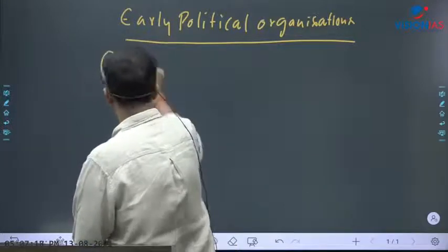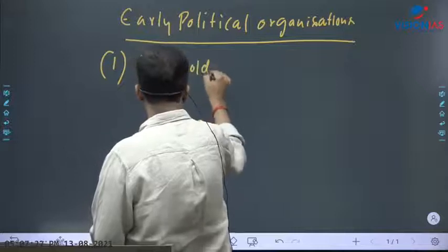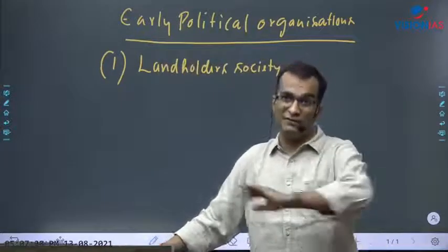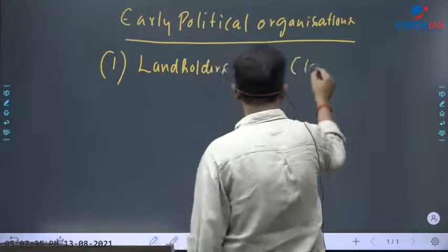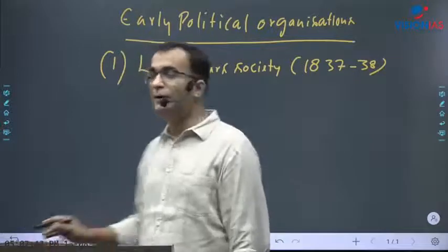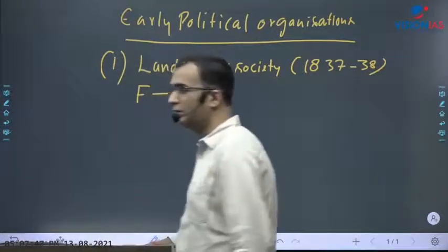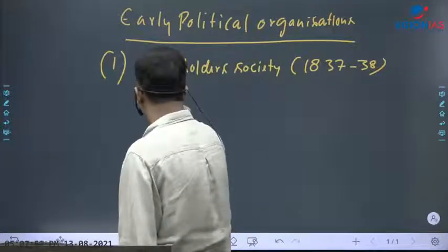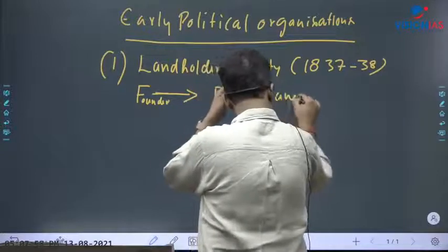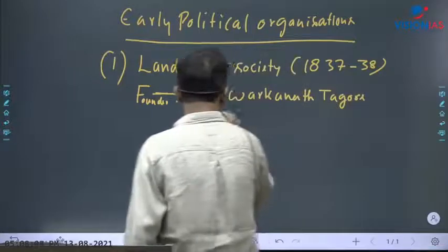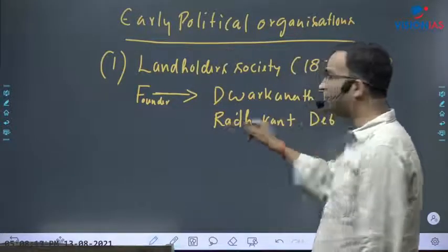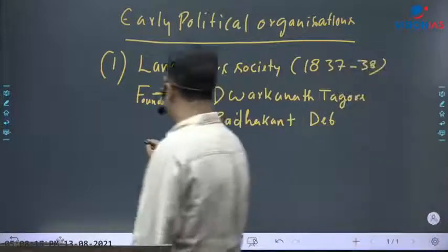So the number 1 is the Landholders Society, and this is the one which is even earlier to the 1857 revolt. It was established in 1837, and the people who were responsible, so I'm writing F, which means founders. The founders were Dwarkanath Tagore and Radhakant Deb. Last time when a question was asked, it was in relation to this second personality, Radhakant Deb.